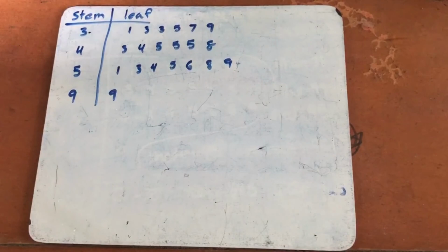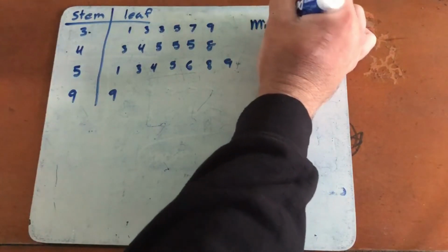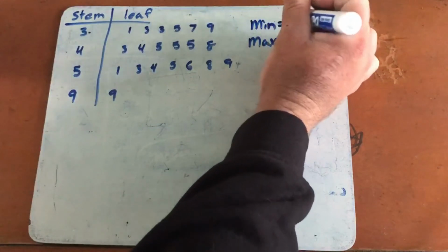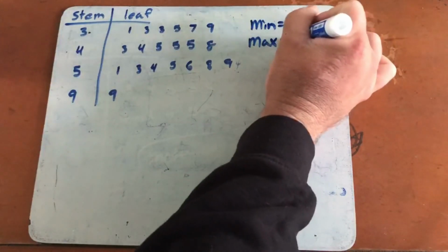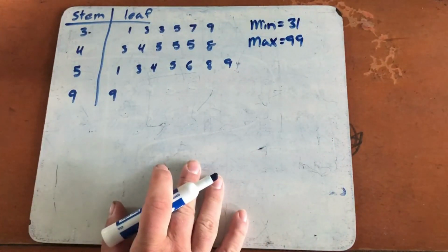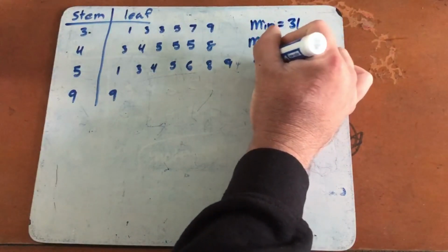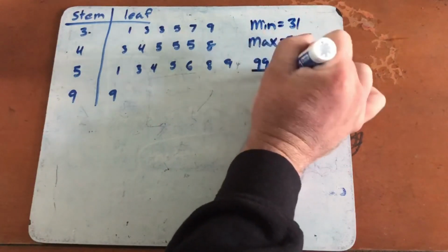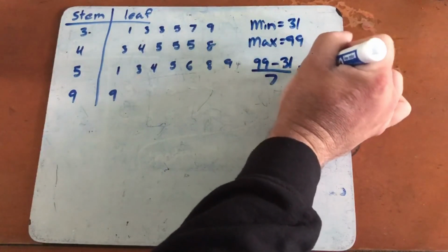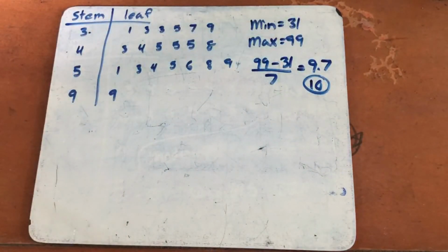All right, so for this one, I'm going to do the same thing. I'm going to find my min and max, and I'm going to divide by 7 because I want approximately 7 blocks. So my min and max are 31 and 99. To make approximately 7 blocks or 7 groups, we take 99 minus 31 divided by 7. We get approximately 9.7, so I'm going to call it 10. That means my units are going to go up by groups of 10 to make my frequency table.